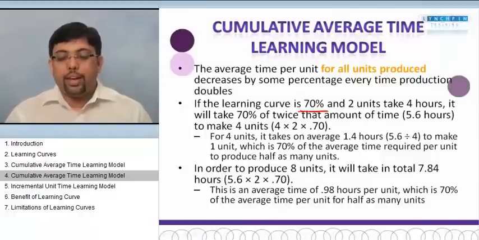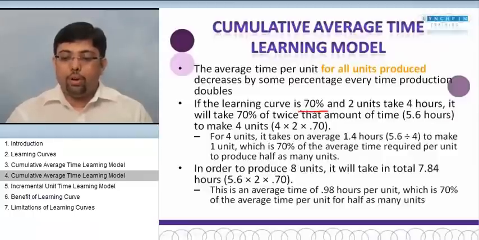And for 2 units takes 4 hours. So we are manufacturing 2 units. It takes 4 hours with a learning curve of 70%. It will take 70% of that amount of time, which is 5.6. Why? 4 into 2 into 0.7, which is 5.6.